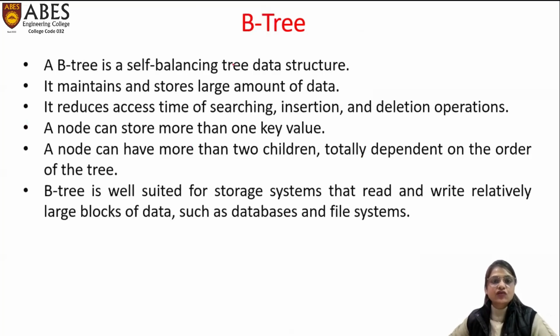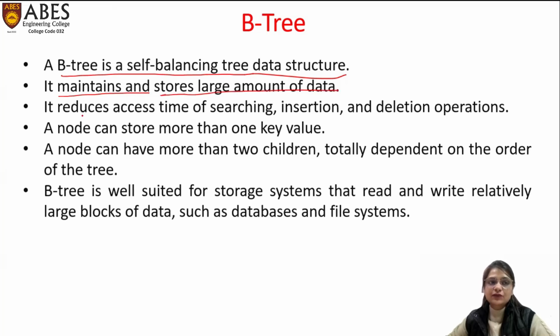First of all, we should understand what is B tree. Basically, a B tree is a self-balancing tree data structure, in which the height of the subtrees should not exceed 1. It should lie between 0, 1 and -1. That is the meaning of the self-balancing binary tree, which we have discussed earlier in the AVL tree as well. It maintains as well as stores a large amount of data.